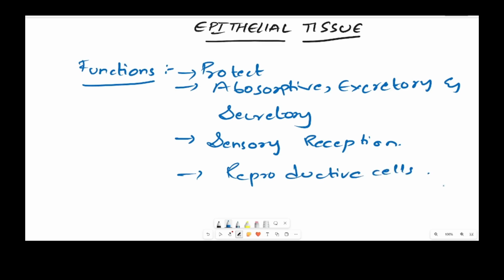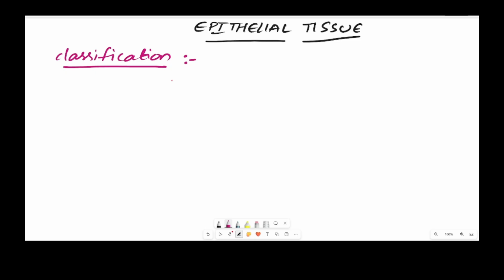Till now, we have seen the basic introduction where we have learned the origin, characteristics, location, and functions. Now, let us get into the classification. The epithelial tissue is classified according to two characteristics. The first characteristic is based on the arrangement of cells. The second one is based on the shape of the cell. Now, let us see both characteristics in detail.